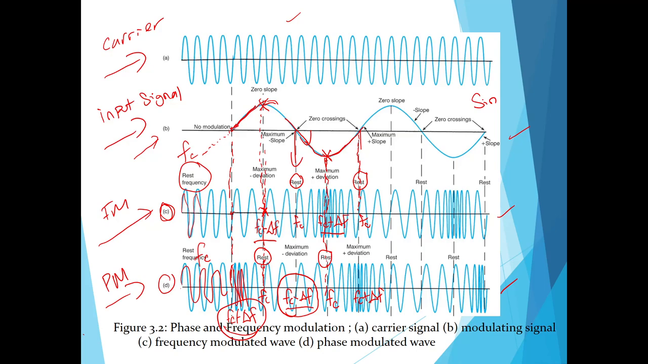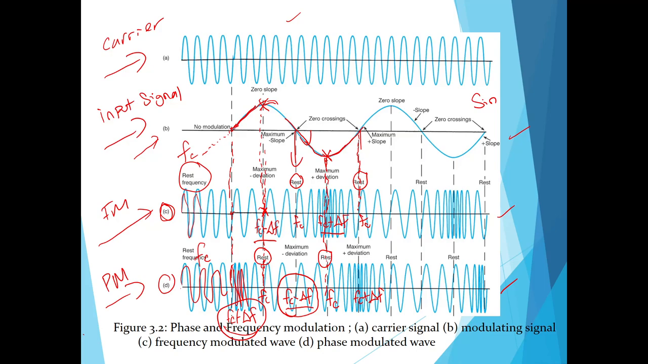Okay, so this is the difference between FM and PM. And for your information, when we do the FM process, we are indirectly doing the PM process. Okay, if we do the FM process, indirectly we also do the phase modulation process. And if we do the PM process, we are indirectly doing the FM process. So both of these are interrelated to each other. Later we will see that both FM and PM are related to one another.